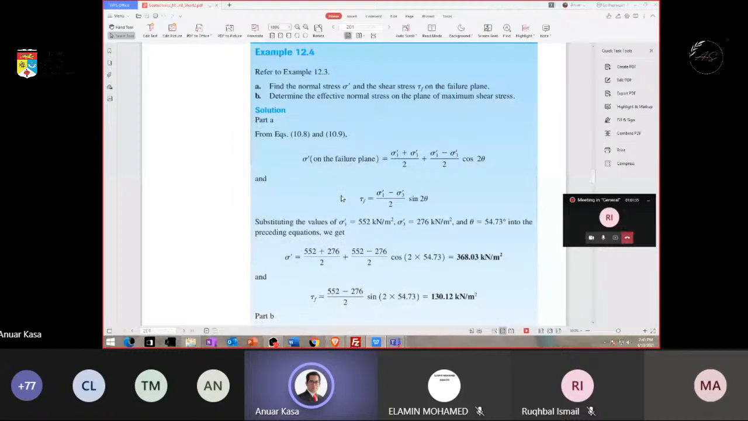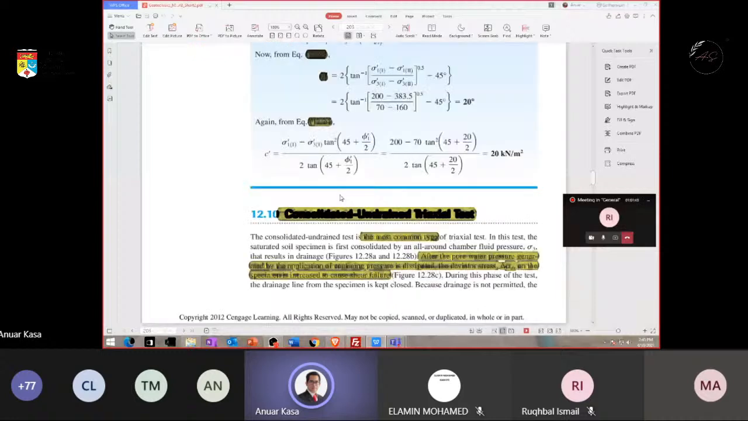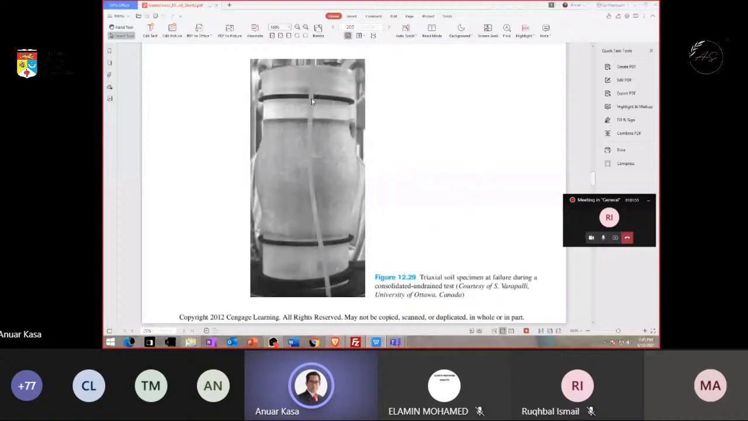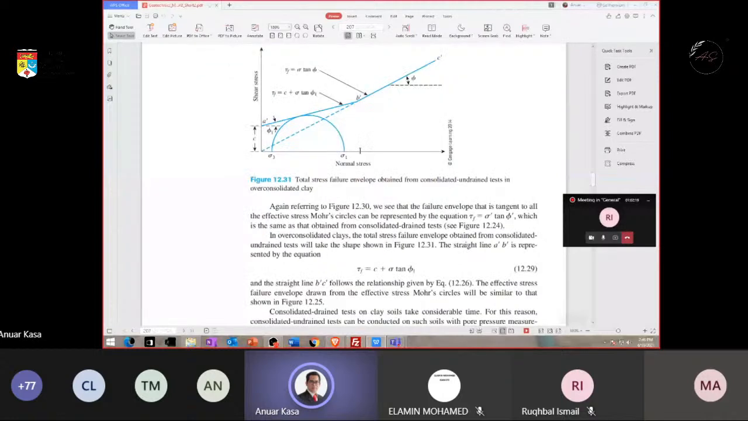And then this explains thoroughly what the CU test is. I think it's in my teaching video also, so you will learn better there. This is when we apply the axial load and we have a confining pressure, which is sigma 3. Some samples are going to fail, and the shape of the sample is something like this. This is the CU test. At the end you get this plot from the test.